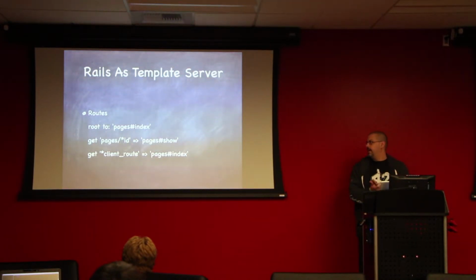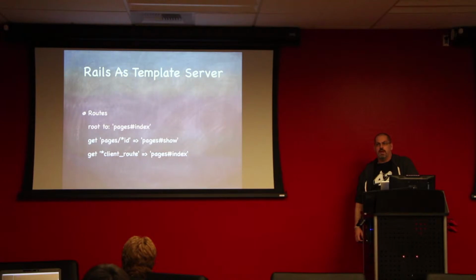So what I did here is I basically said, when you get pages, and anything after the pages slash, it's going to just glob that into a variable called ID. And it's going to use the pages show. And then in order to make HTML5 magic work, at the very end of my routes file, I say, hey, if you hear about anything that you don't know, just go to the index page. That'll let Angular handle everything as far as the HTML5 history.